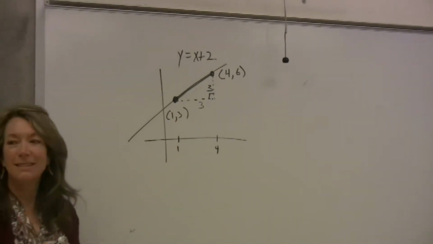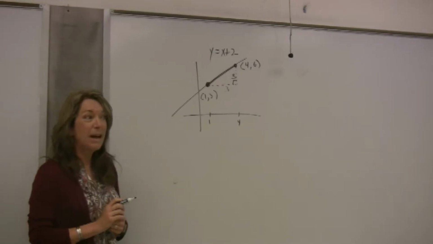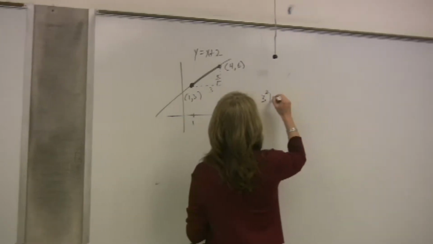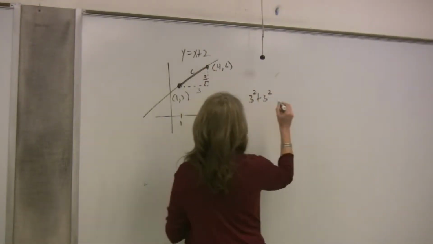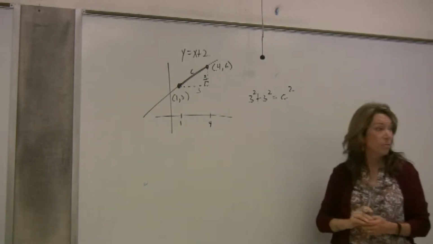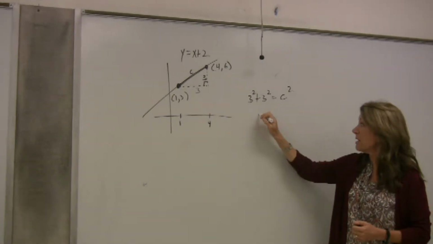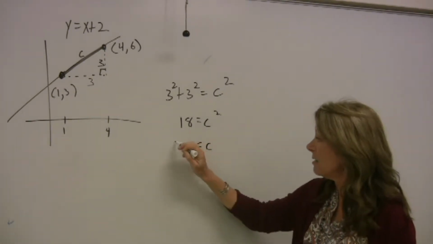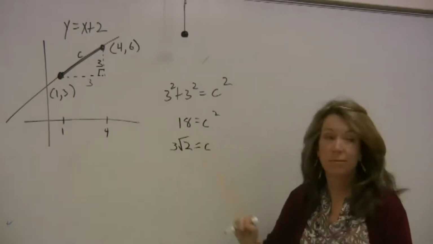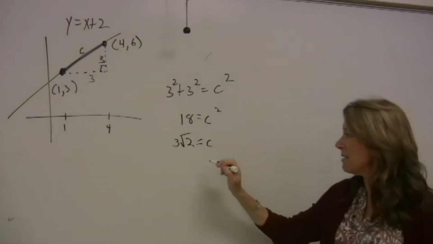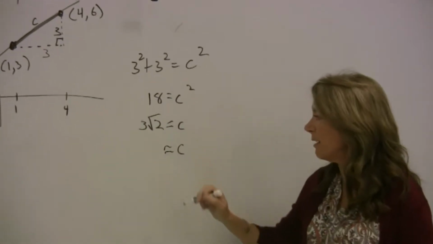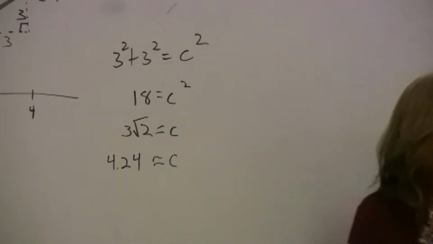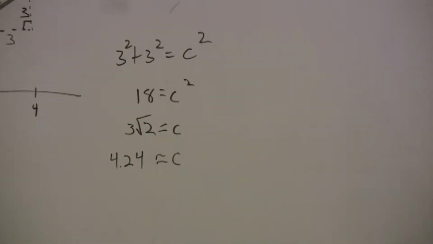How are we going to find it? Pythagorean Theorem, right? 3 squared plus 3 squared, let's call it c to be creative, equals c squared. So that's 9 plus 9, that's 18 equals c squared. The exact answer is 3 square root of 2. The decimal approximation, someone have a calculator handy? 4.24? Thank you. Around 4.24. That's how long that curve is.